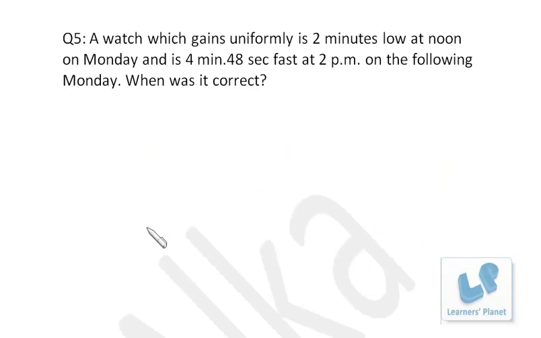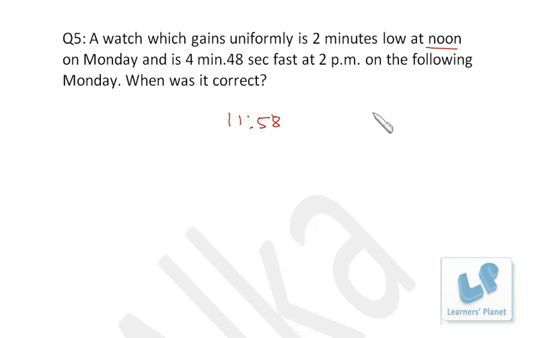Similarly you can see this problem. A watch which gains uniformly is 2 minutes slow at noon on Monday and is 4 minutes 48 seconds fast at 2 p.m. on the following Monday. When was it correct? So on the first Monday it is showing 11:58, because at noon it is 2 minutes slow.